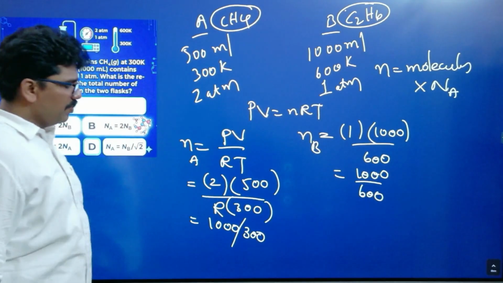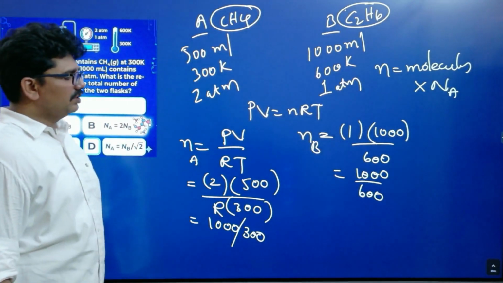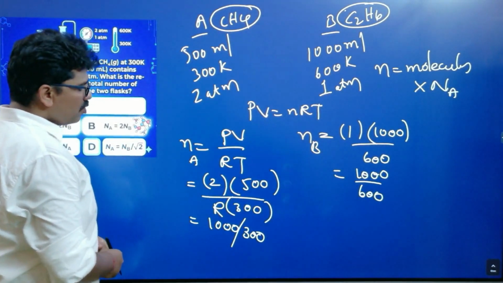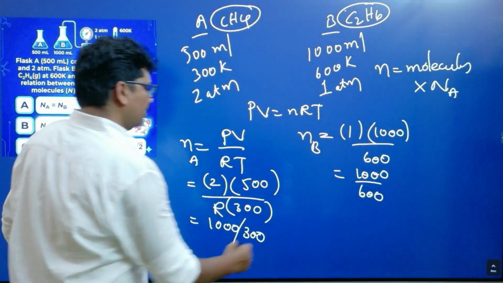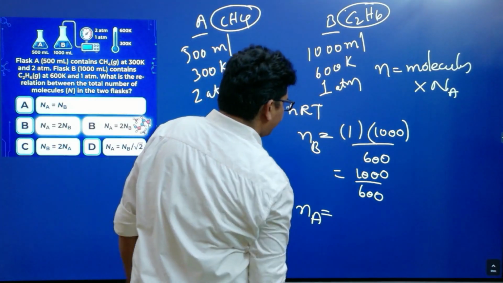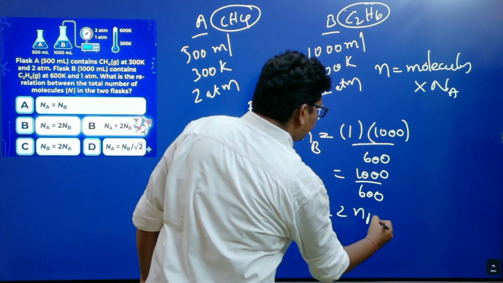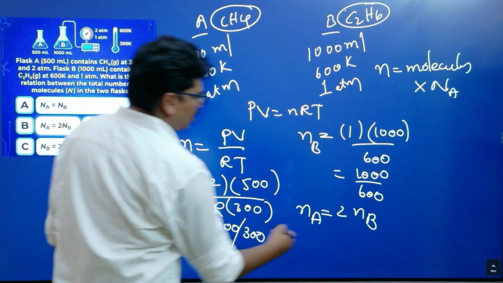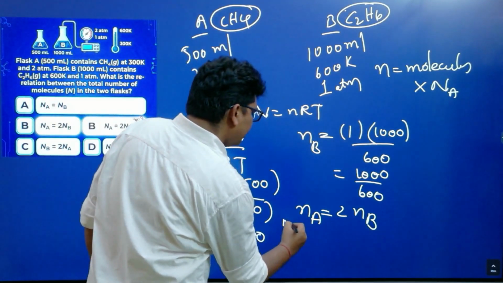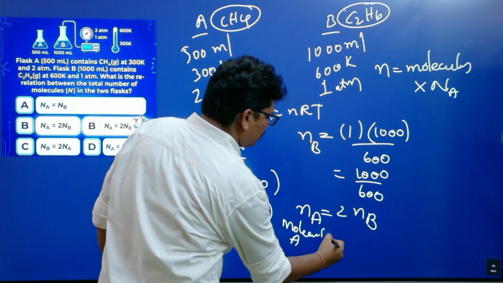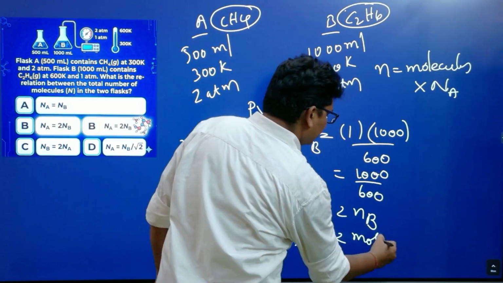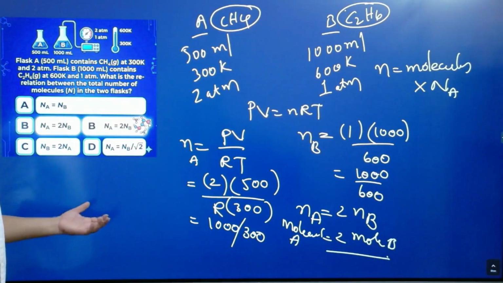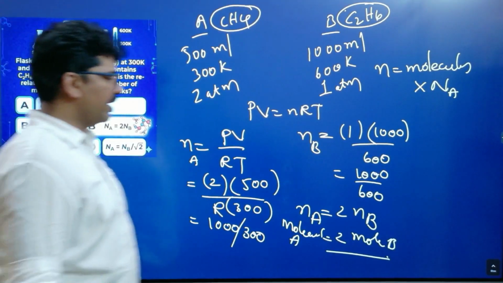Number of moles of A is 1000 by 300. Number of moles of B is 1000 by 600. So whose moles are more? A moles are more. How many times is it more? 2 times more. So the number of moles of A is 2 times the number of moles of B. Right? Now molecules. The molecules of A is equal to 2 times the molecules of B. Right? This is Avogadro's hypothesis, an important example.